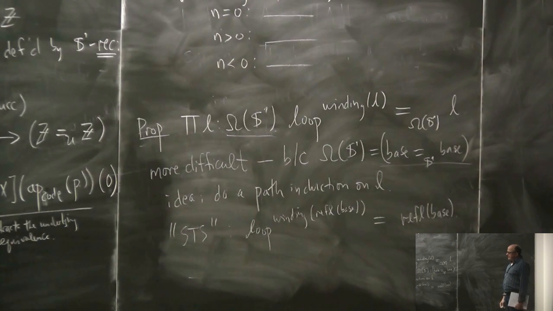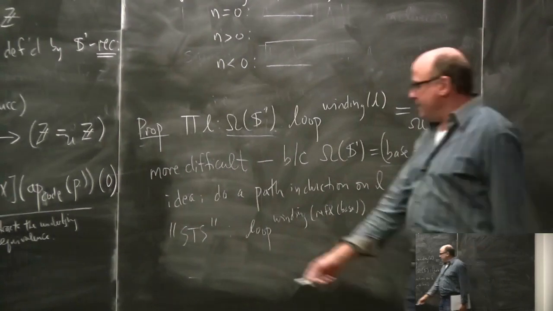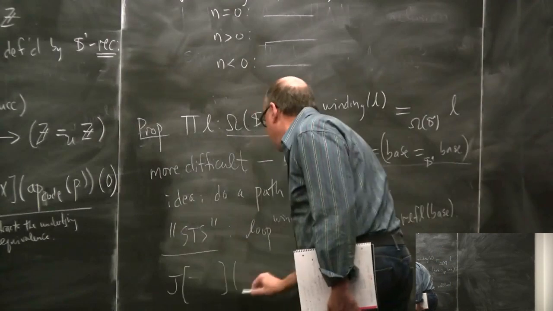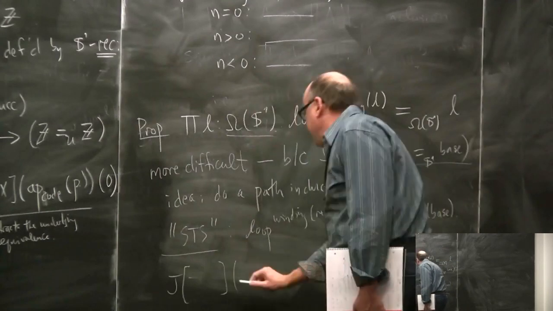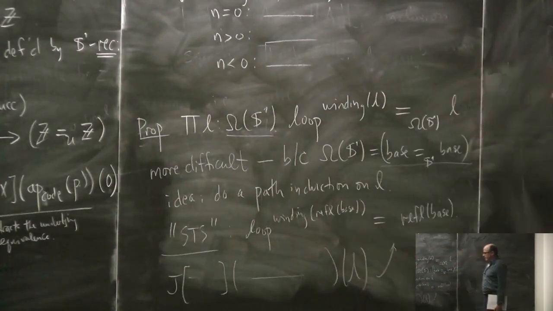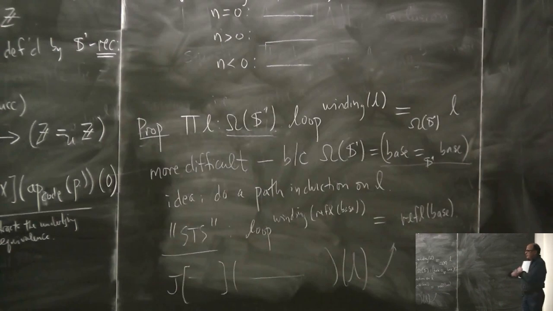Okay? So it's a pity because it's almost completely straightforward like that. So what's wrong with my argument? When I say I do a path induction on L, what I mean is this guy will be J of something, and the argument to it will be L. And it's supposed to be a proof of this thing over here. So that's what I mean by doing a path induction. So where have I gone wrong?